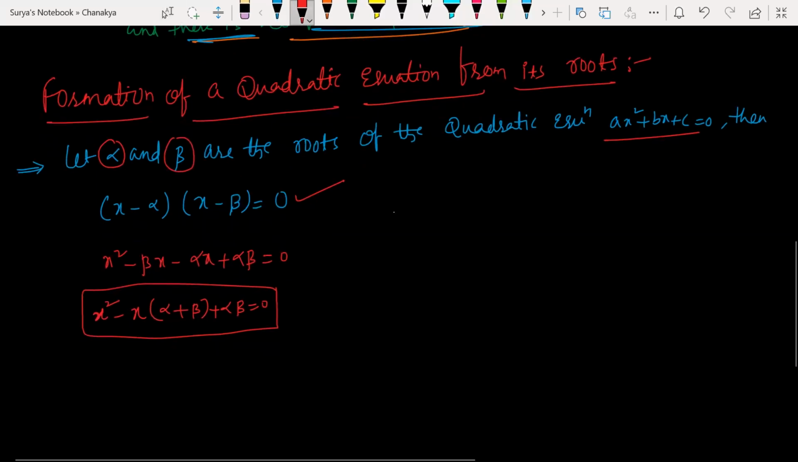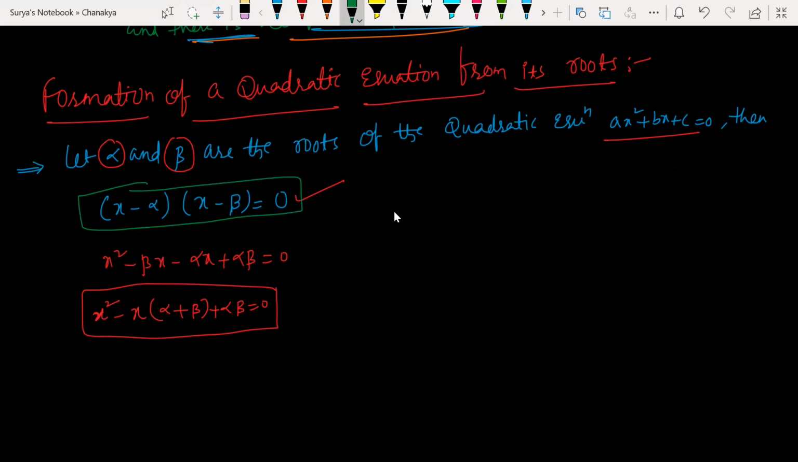See, if they give alpha and beta as the roots of a quadratic equation, then my formation of the quadratic equation will be (x minus alpha) into (x minus beta) is equal to 0. If you simplify this, you will be getting like this. Understood, children? Any doubt? Any doubt?